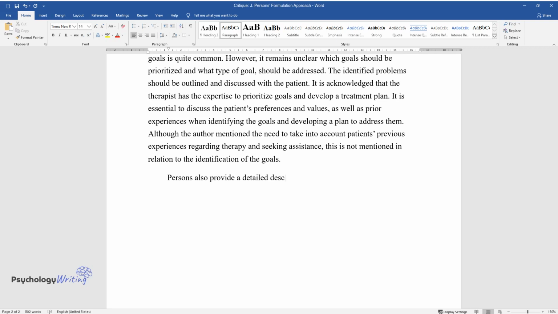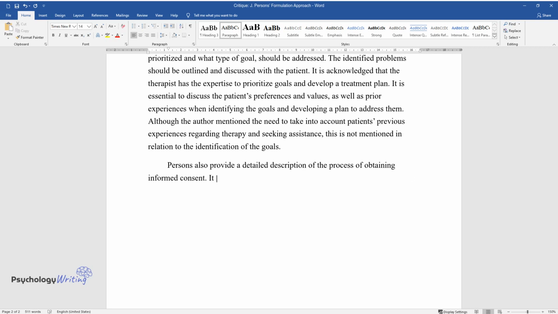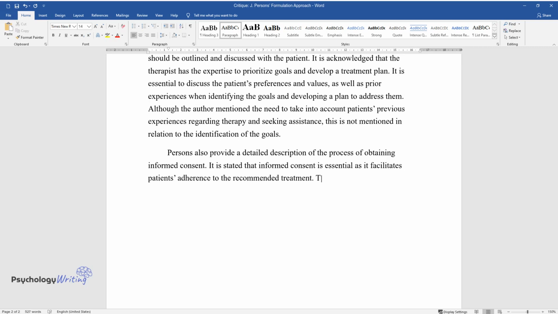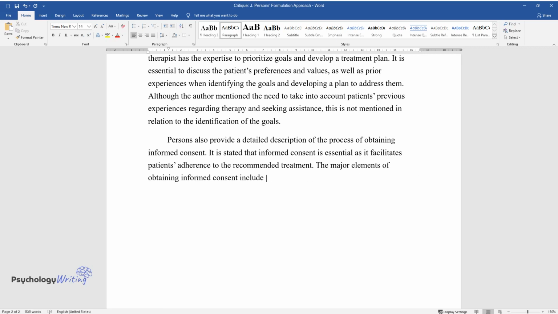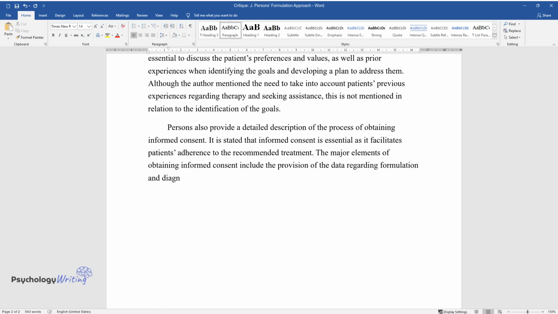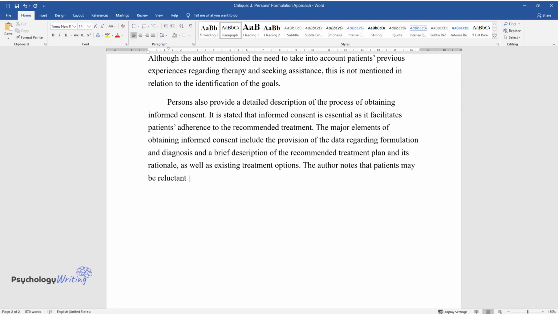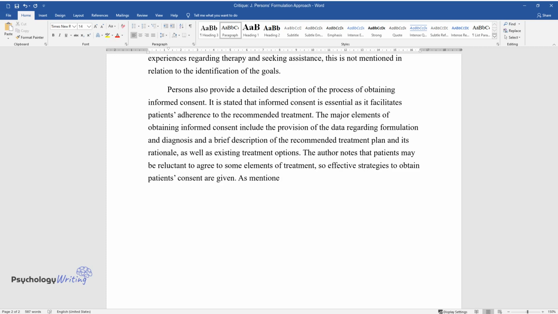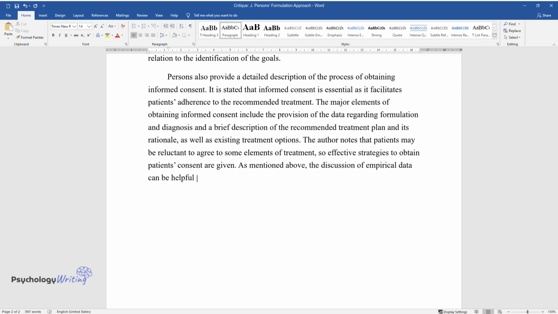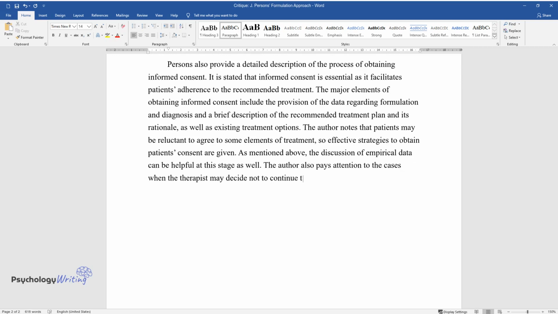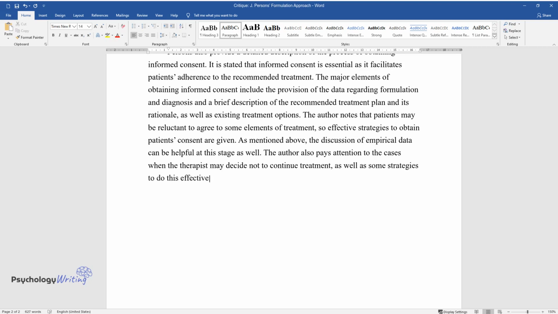Persons also provide a detailed description of the process of obtaining informed consent. It is stated that informed consent is essential as it facilitates patients' adherence to the recommended treatment. The major elements of obtaining informed consent include the provision of the data regarding formulation and diagnosis and a brief description of the recommended treatment plan and its rationale, as well as existing treatment options. The author notes that patients may be reluctant to agree to some elements of treatment, so effective strategies to obtain patients' consent are given. As mentioned above, the discussion of empirical data can be helpful at this stage as well. The author also pays attention to the cases when the therapist may decide not to continue treatment, as well as some strategies to do this effectively.